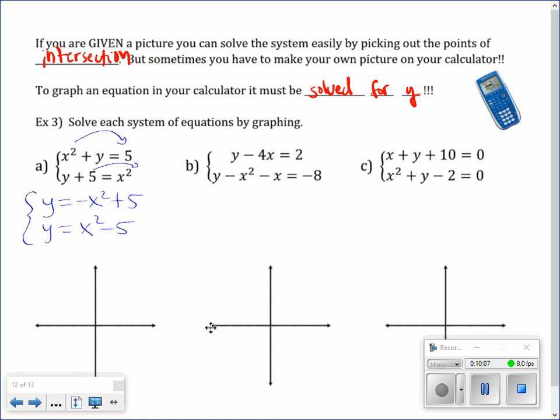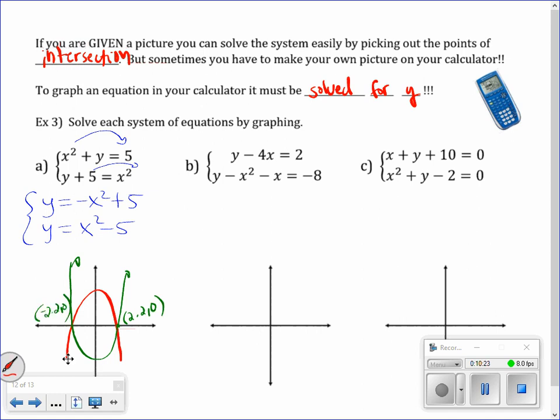All right, so just to draw a little sketch of it, I got one coming around like that, and then I have the other one coming and crossing there. They are intersecting at 2.2 and 0, and the other one is negative 2.2 and 0.